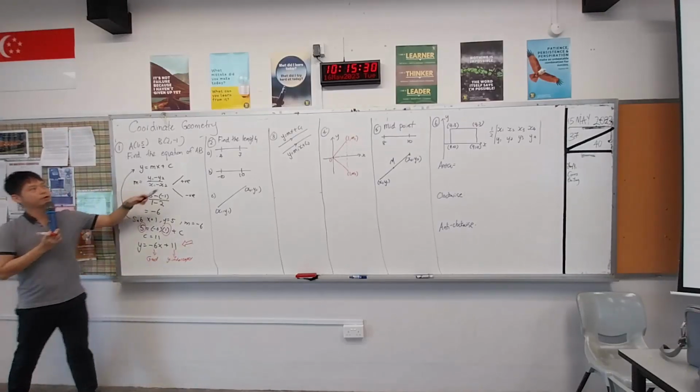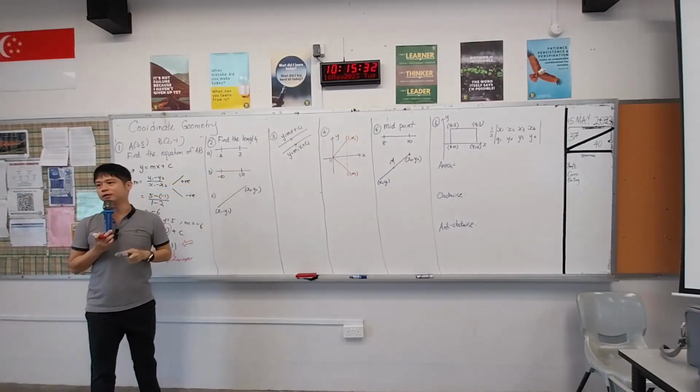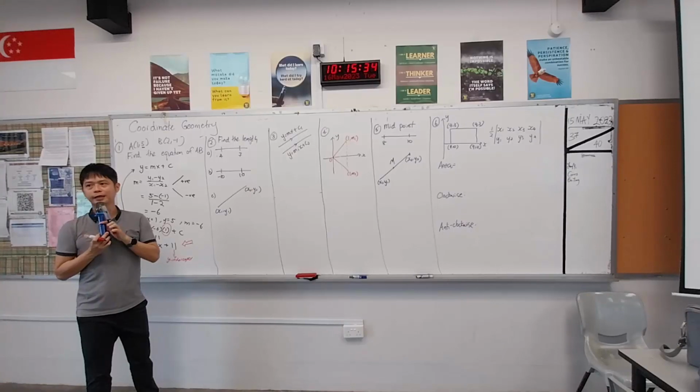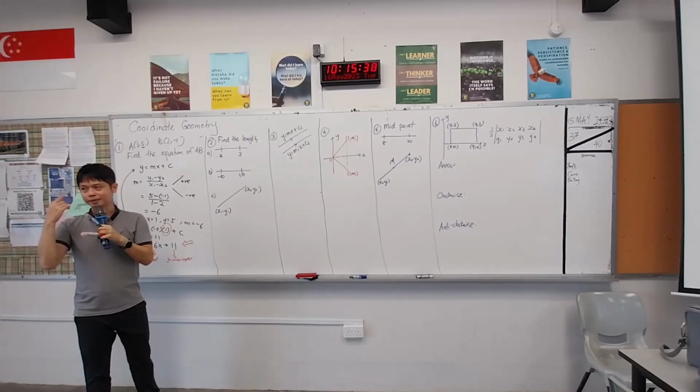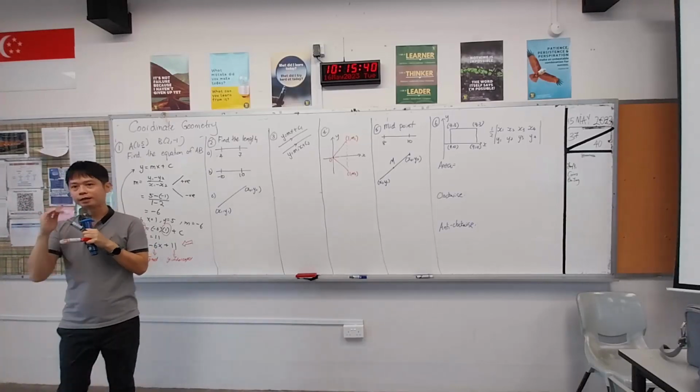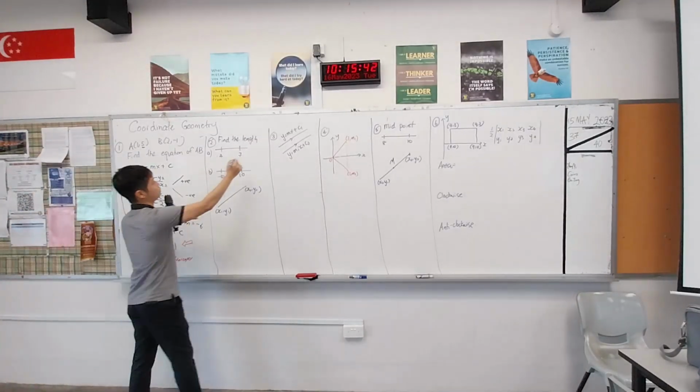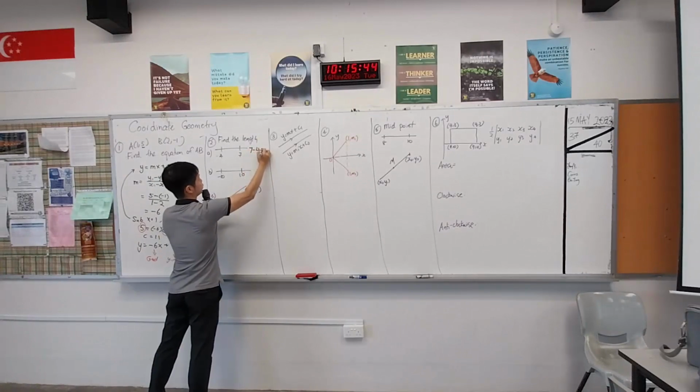All right, the next concept. Can you tell me what's the length of this line? It's a horizontal line. What's the length? 3. Okay, how do you get 3? Yeah, so you must ask yourself this. If you don't know whether plus or minus, ask yourself how do you get 3? We have 7 minus 4 equals 3.